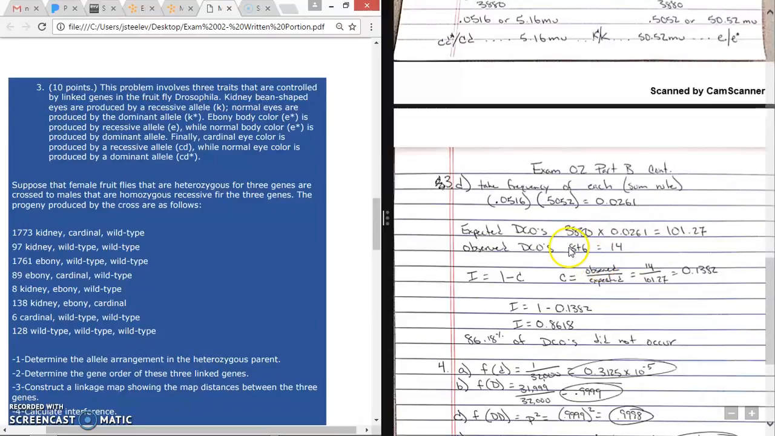You're going to take your observed DCOs, which was very few here, 8 plus 6, it gives us 14. And the interference formula is I equals 1 minus C, and C is our observed over our expected DCOs. So go ahead and take that 14 divided by 101.27. You should get right in the ballpark of 0.1382. So once you have calculated your C, go ahead and plug that into your formula here. You get I equals 1 minus 0.1382, which gives you 0.8618. So multiply that by 100 to get your percentage, which is 86.18 percent of your double crossovers did not occur, which looks about right because we expected 100 or so and we only got 14, so looks pretty good.